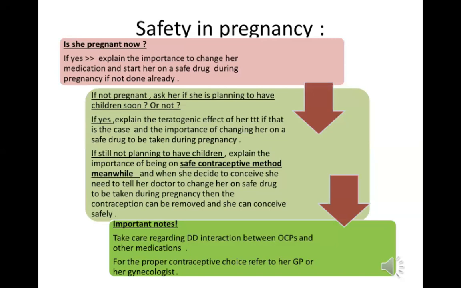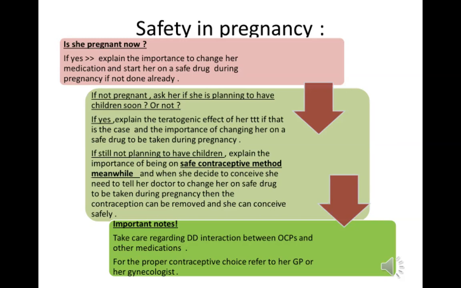And advise her that as soon as she plans to conceive, she has to come and see her rheumatologist. She has to come to the rheumatology clinic to get her treatment changed to avoid harm to the fetus, and then she will be sent back to her GP to stop the contraceptive method or device or whatever, and then she can conceive safely. All right, she has to understand this point.